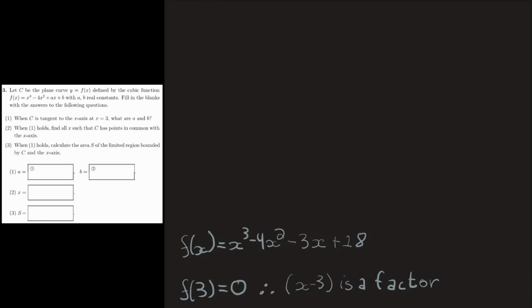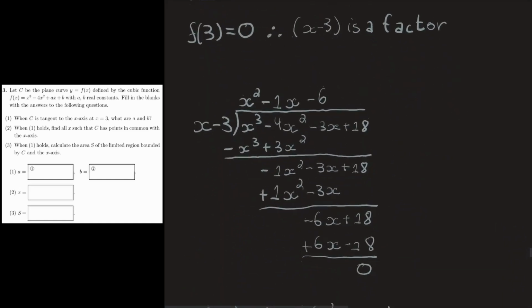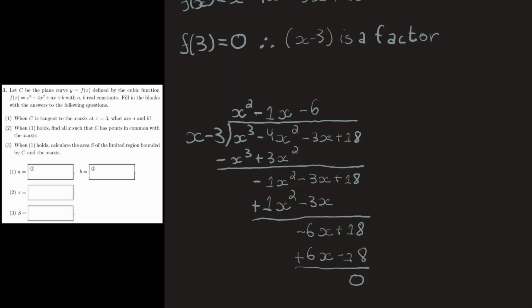What that means is that x minus 3 is a factor of our function, since when x equals 3, x minus 3 equals 0. And we know that our function equals 0 at x equals 3. So we need to factor out x minus 3 from our function. To do this, I chose to use long division.